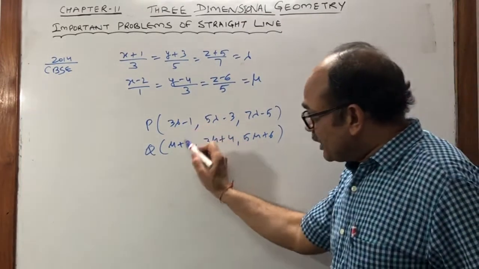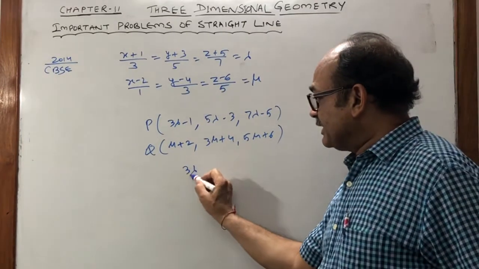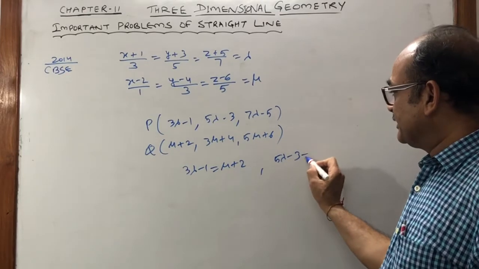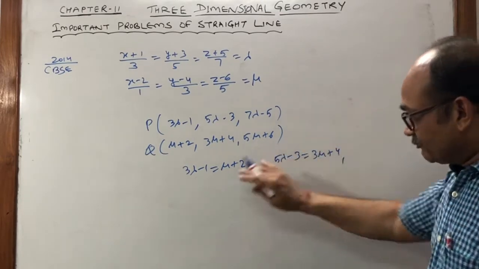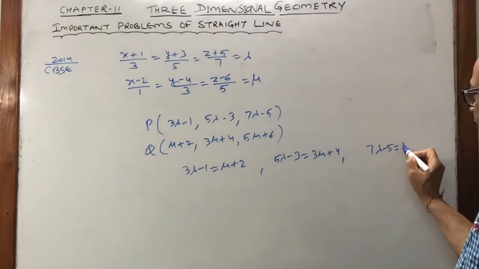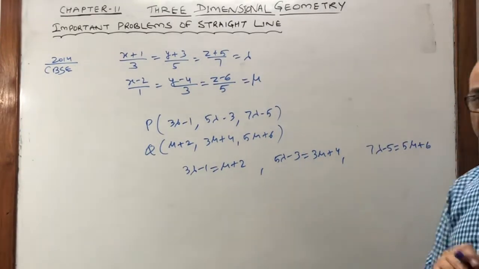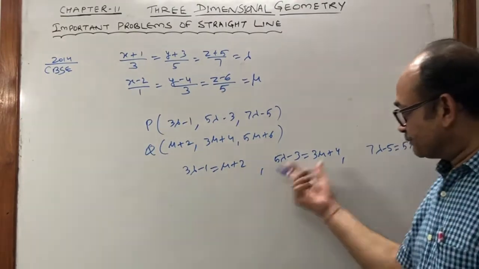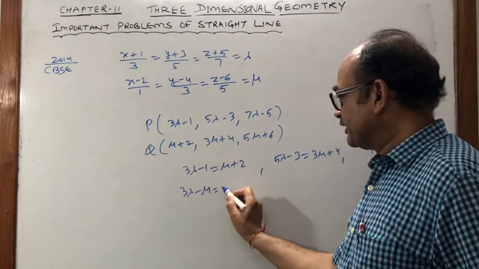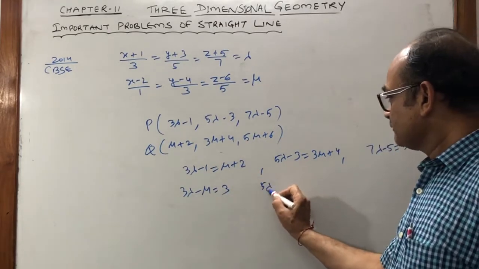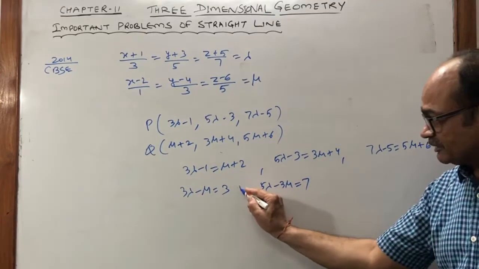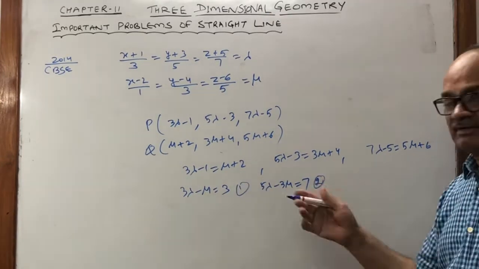If these 2 points coincide, then we say the lines will intersect for some value of lambda and mu. So if these 2 are same, it means 3 lambda - 1 = mu + 2 and 5 lambda - 3 = 3 mu + 4, and if the solution of these 2 satisfies the third equation, it means we have the common point. So first we solve these 2: 3 lambda - mu = 3 and 5 lambda - 3 mu = 7. Solve these 2 equations by any of the methods we have completed in class 10th.